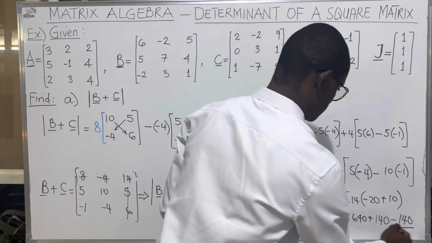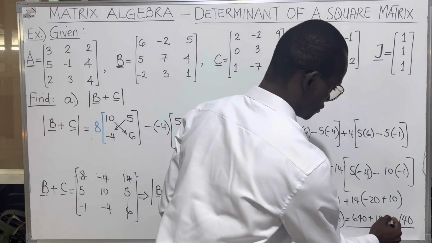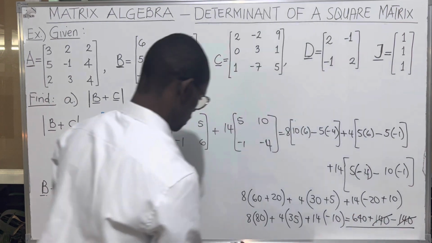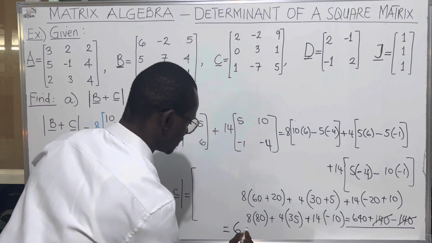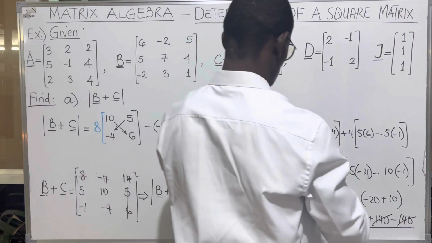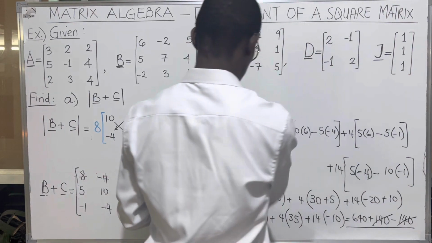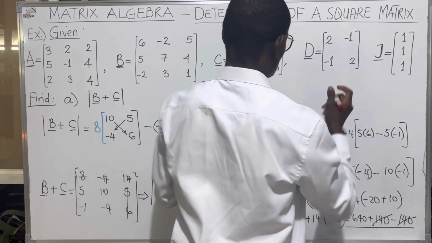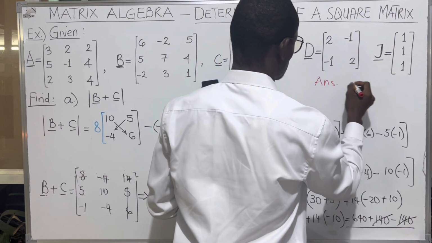So if we add these three, you get 140 minus 140. So our answer there is just 640. So the determinant is 640. So let's put our answer up here. So the determinant is 640.